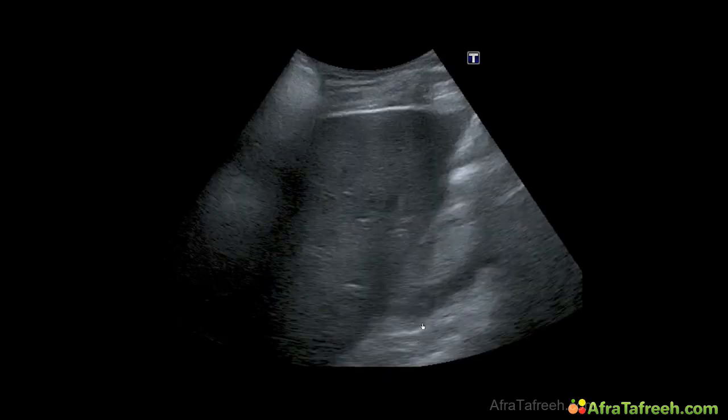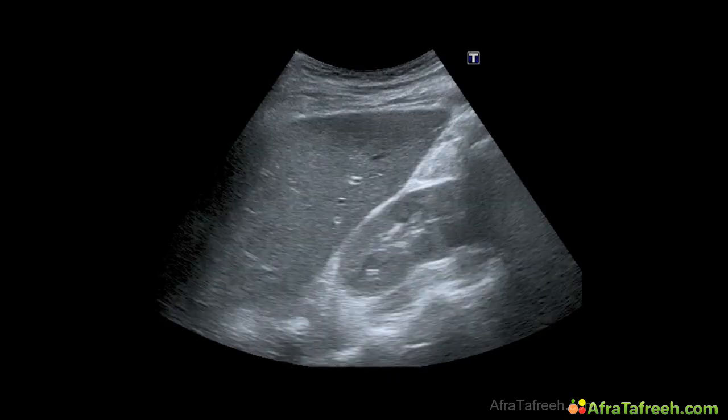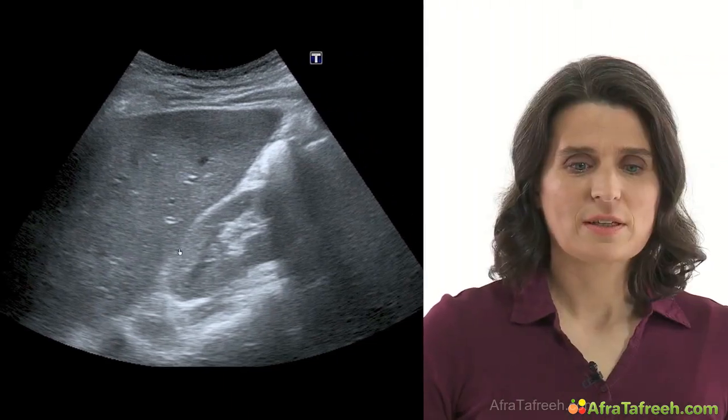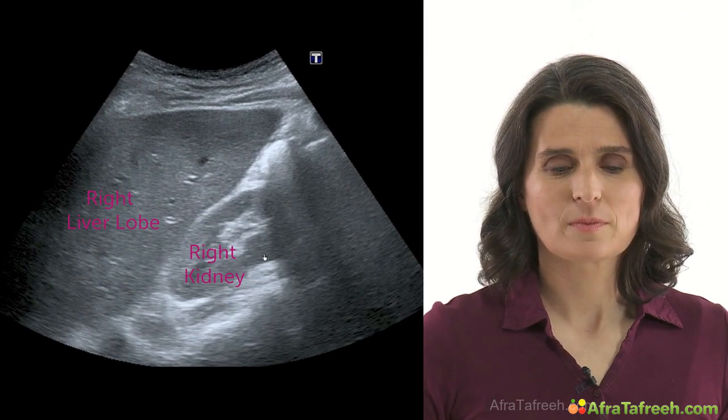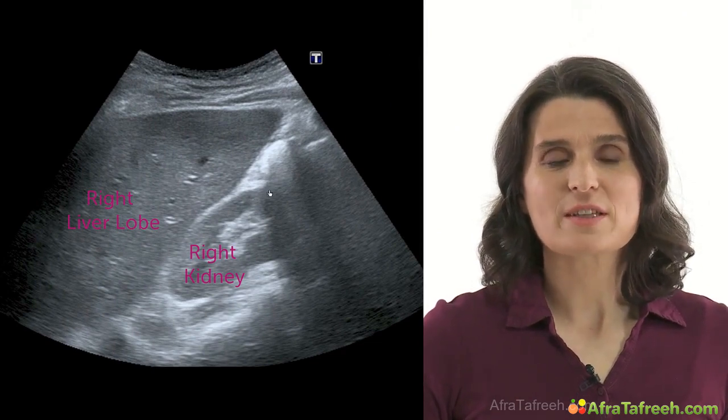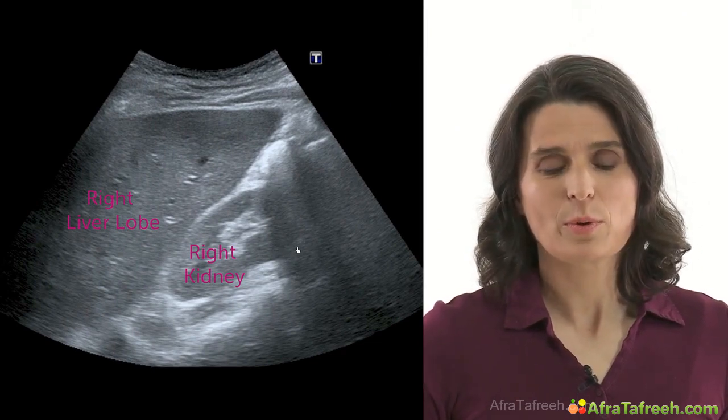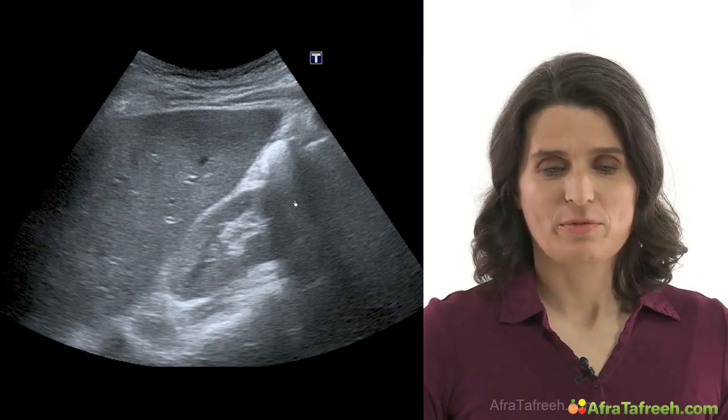So what does a horseshoe kidney look like in ultrasound? Starting this video clip over here, the right liver lobe, the right kidney. And as you can see, the lower pole is not clearly visible, and the kidney is not getting smaller during the lower pole as in normal findings.